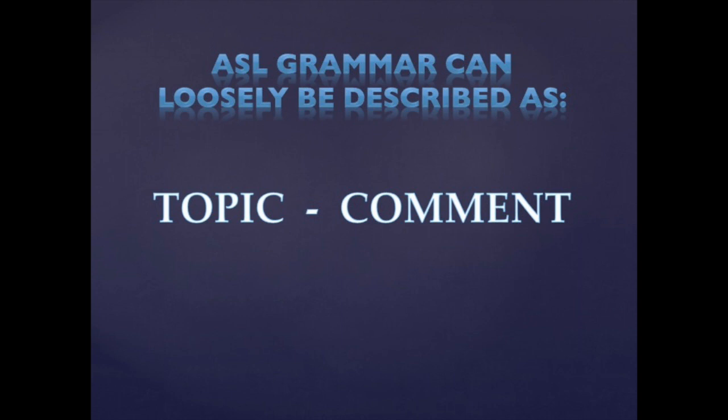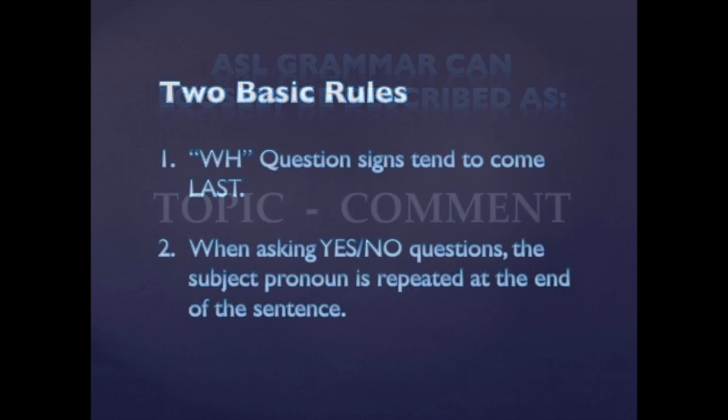ASL grammar can loosely be described as topic comment. This means we start with the subject and then expand on the main idea. ASL starts with the big topic and then moves on to details. English, which builds sentences in a linear fashion, often saves the subject or main idea until last, almost like a punchline. Avoid doing this in ASL. You'll see some examples of this grammatical structure as we continue on.